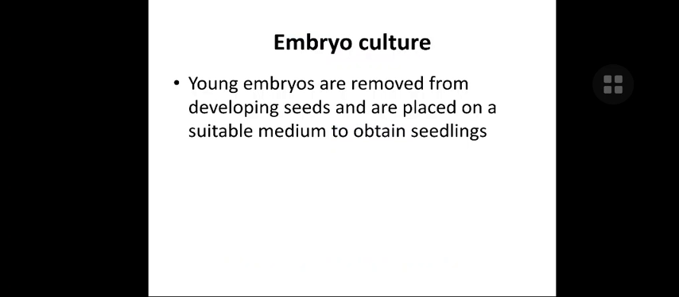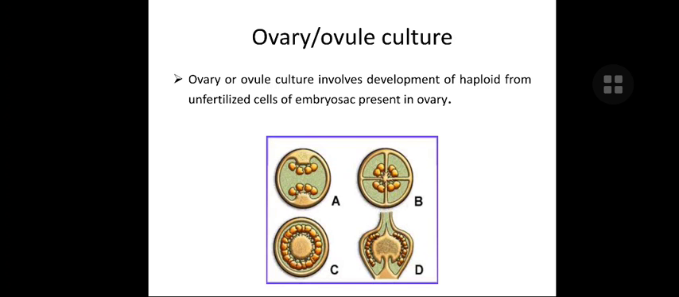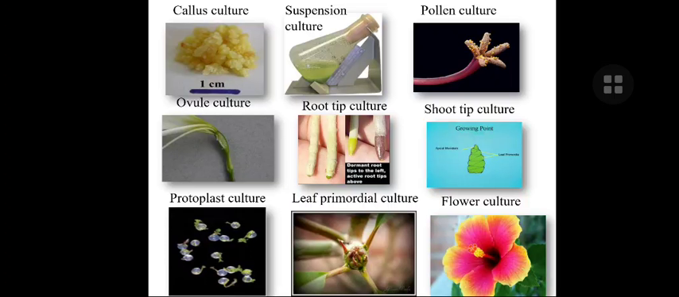Embryo culture. Young embryos are removed from the developing seeds and then cultured in culture media to form the seedlings. Ovary and ovule culture, we isolate the ovary from the female plant and we get a haploid form of unfertilized cells and it develops into a new plant. Achievement of in vitro fertilization and haploid plants can be developed. And these are the different kinds of tissue culture according to the type of tissue we take.